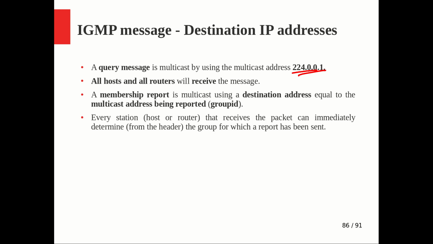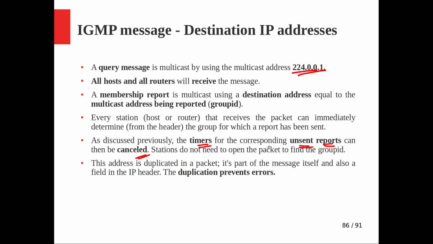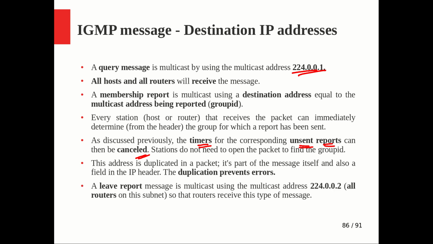So every station that receives the packet can immediately determine from the IP header itself the group for which the report has been sent. As we discussed, the purpose is that the timers corresponding to unsent reports can be cancelled faster if they are for the same group. The stations do not need to open the packet and find the group ID, so we are saving time. This address is duplicated inside the packet also. It is part of the message itself and also a field in the IP header. Duplication of course prevents error: if something happens to the inside or the outside part, the other one will act as a duplicate. So we are giving one more layer of protection.